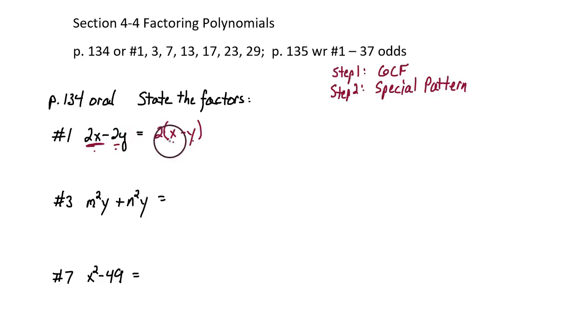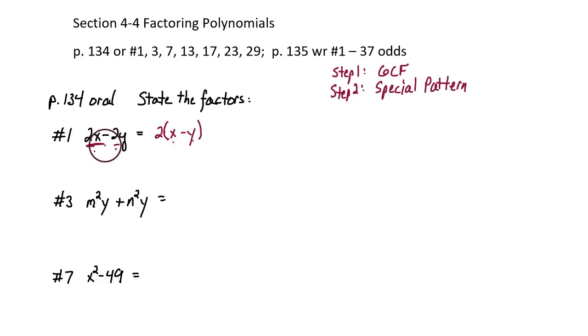This is a product. It's 2 times x minus y, whereas this form is a sum. It's 2x plus negative 2y. These are equivalent expressions. If you perform the distributive property on this one, it creates this one over here. We can think of factoring as the opposite thing of the distributive property.